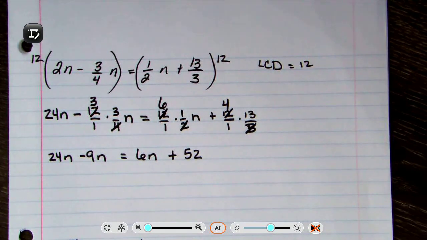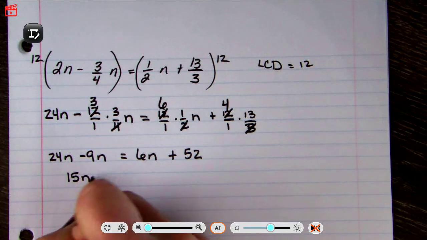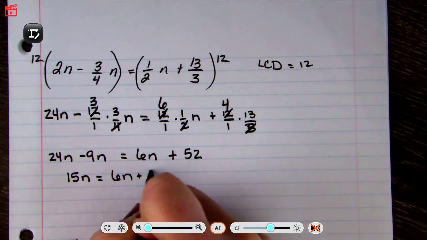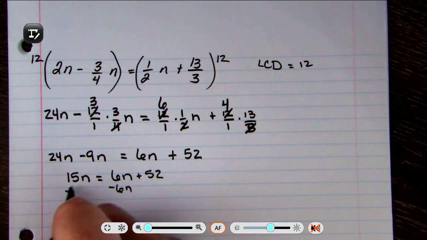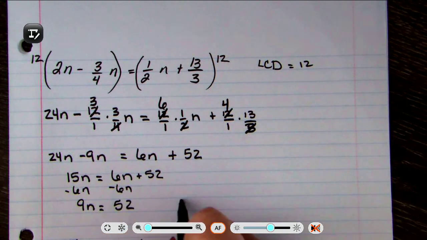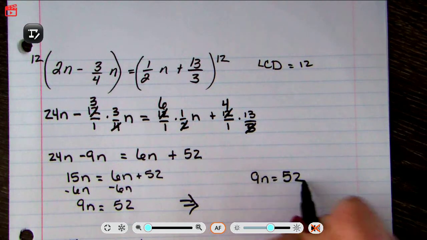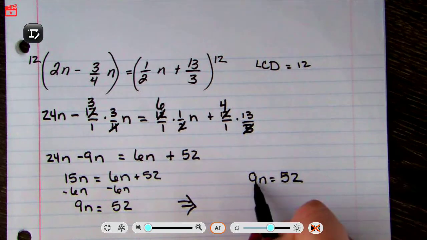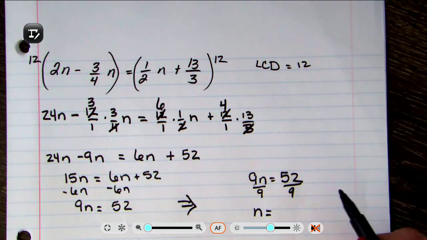I'm going to clean up both sides. So I'm going to take that 24n minus my 9n. That gives me 15n. I'm going to subtract 6n to get my n's on one side. So I have 9n equals 52. I have to undo this multiplication with division. So n is equal to 52 over 9.